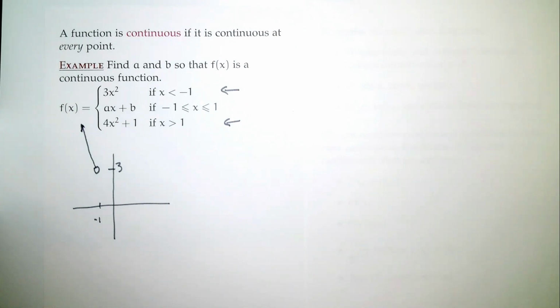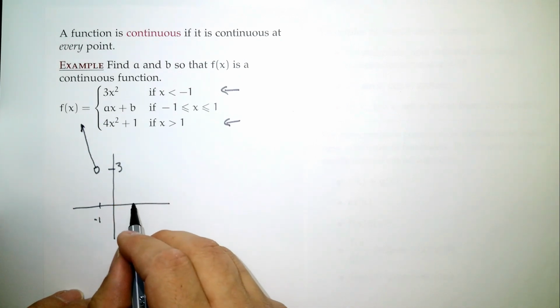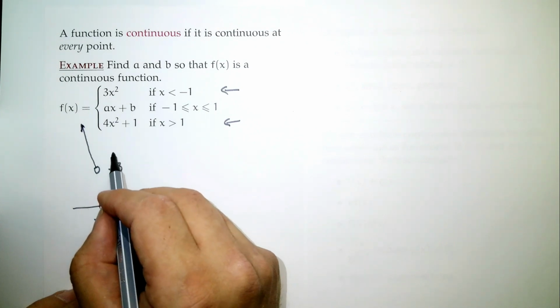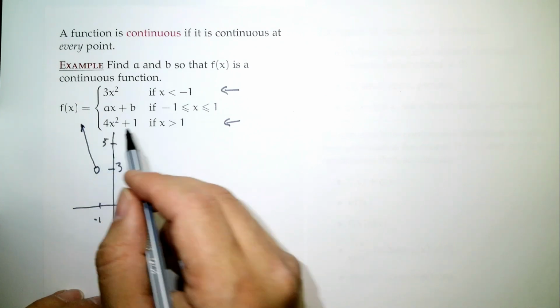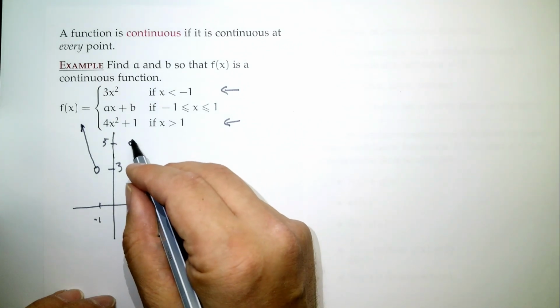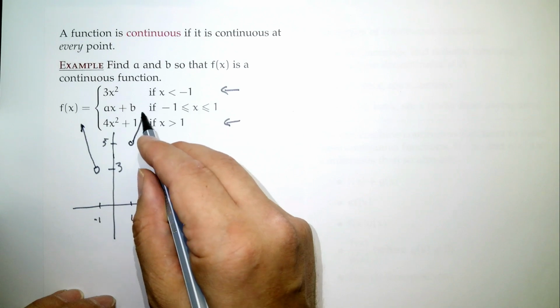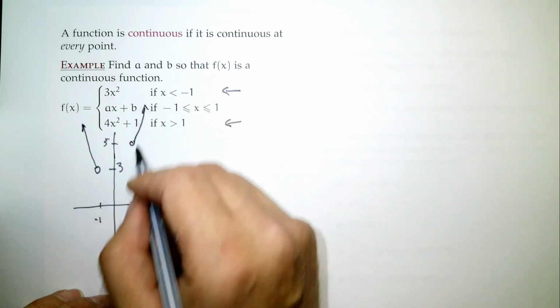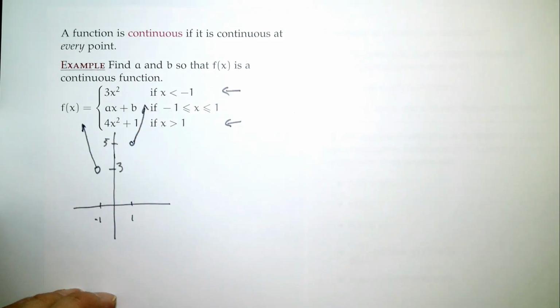For the other side, 4x squared plus 1, what happens? Well, at 1, I'm going to plug in 1. I would get 4 plus 1, which is 5. And that's also going up. Oh, I did not plan well. But again, the 4x squared plus 1 is a parabola, but I only include the part above 1. Now, I should say, you don't actually need to draw the picture to do this problem. I just like to get an intuition of what's going on.